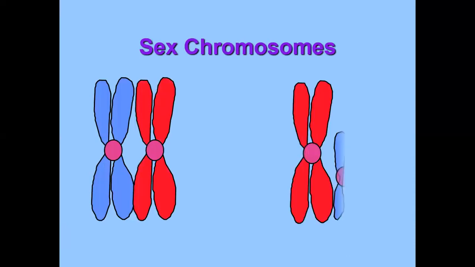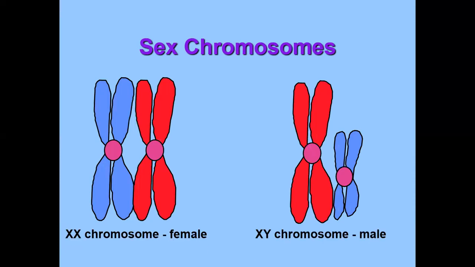Then the next one is sex chromosomes. As we already discussed, both XX are the same and XY are different. XX chromosomes are female chromosomes and XY are male chromosomes. Now we need to discuss prophase 1, but we already discussed crossing over.